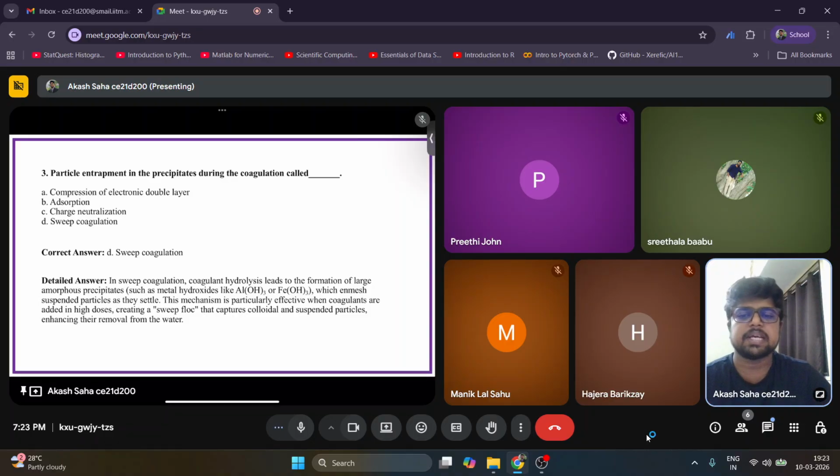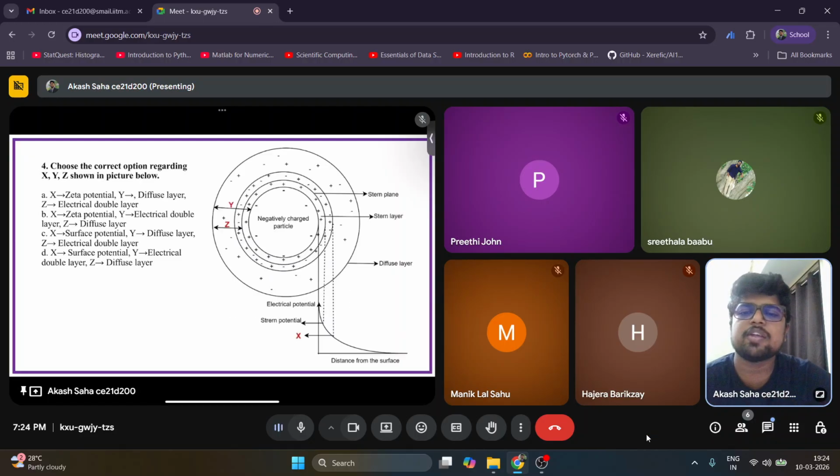Some metal oxides like Al(OH)3 or Fe(OH)3 form amorphous precipitates, and these will capture all the suspended particles as they settle. This generally happens when the coagulants are added at a very high dosage. So it is a sweeping action: with the help of this action, it captures all the particles in the system with the settlement of the precipitate. This helps in removing the particles from the water. So the correct answer is sweep coagulation.